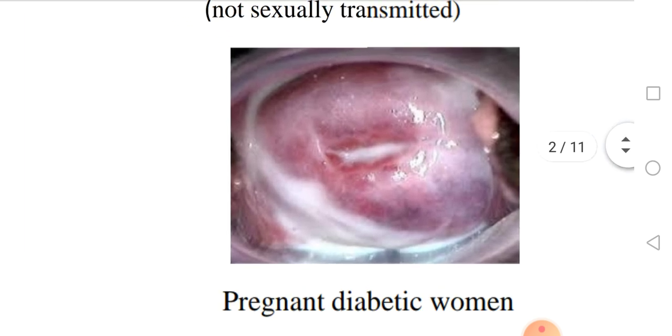You see here, this is speculum view of the vagina. You see the red inflamed vagina, and also you can see the cervix and the cervical opening. And the most prominent feature here is the whitish creamy vaginal discharge characteristic of vaginal candidiasis.